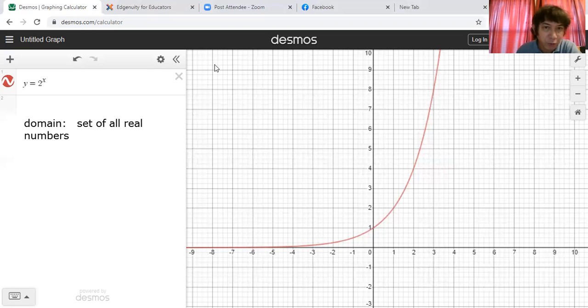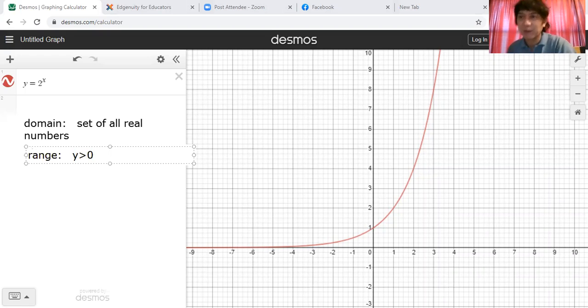So the range, if we're going to write the range for this exponential graph, is y greater than 0. There is no "or equal," because it will never be equal to 0 for the value of y. So this will be the range, and this will be the domain for this particular example.